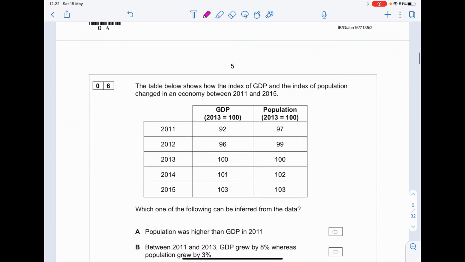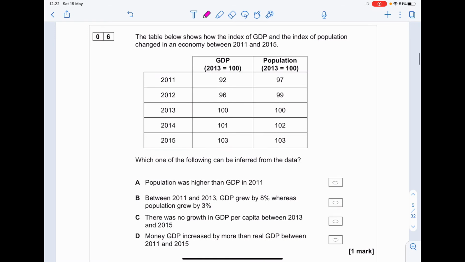Number 6, now this is one that could be quite confusing if you don't understand what's going on. So what we've got here is index numbers. With index numbers, what they've done in this situation is they've said that the base year is 2013, and you make 2013 100. Now obviously GDP isn't 100 and the population isn't 100. The population will be billions or millions, depending on your country, but they've said that whatever the number is in 2013, we're going to call that 100.